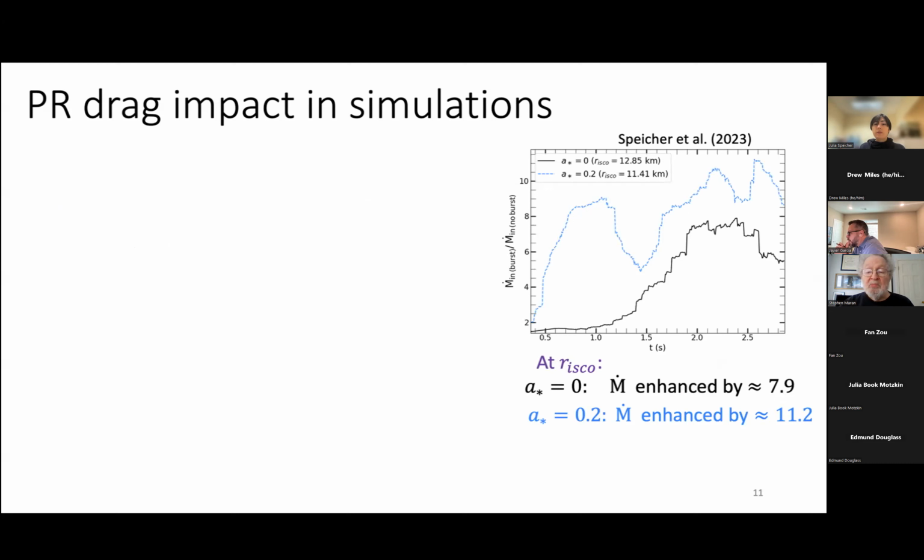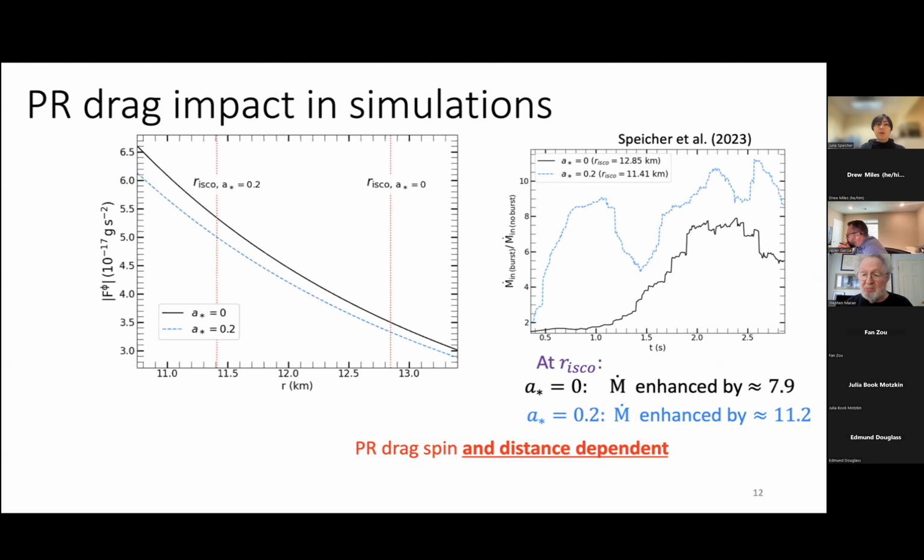A reason for that is that Poynting-Robertson drag is not only spin dependent, but also distance dependent, because it depends on the flux that the disk material receives. This can be illustrated with this figure here. For this figure, we calculated, for an analytical model, the angular force due to Poynting-Robertson drag for the spin and the no-spin case as a function of distance.